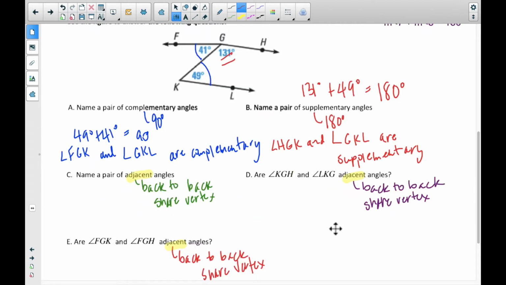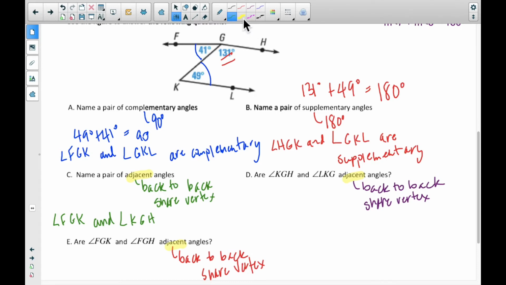Okay, the next three questions all ask about adjacent angles. Remember, adjacent angles, that means they're back to back and they share a vertex. So example C, name a pair of adjacent angles. Any that you can find that are back to back and share a vertex. I'm just going to start with this first one, angle FGK, and then I'm going to name one that is adjacent to that. So which one would be adjacent to FGK? Well, I'm going to call it KGH. You could call it HGK. Either way would work. Those are adjacent.